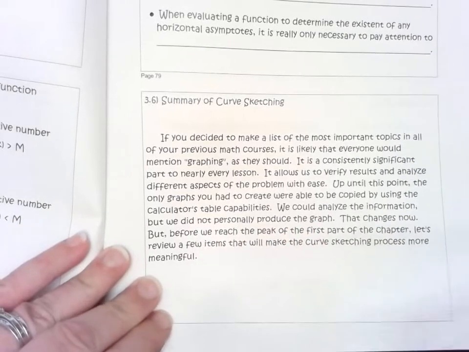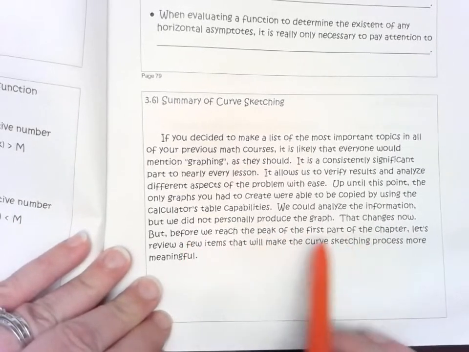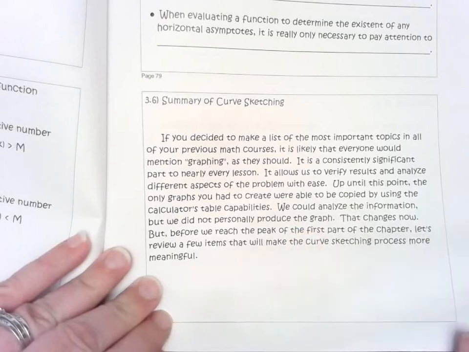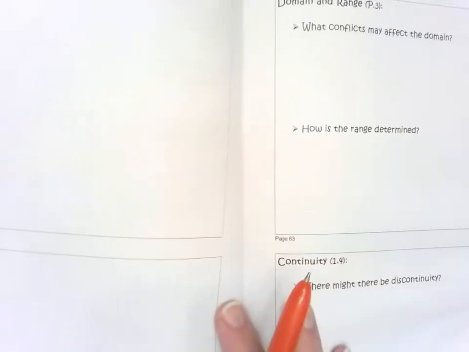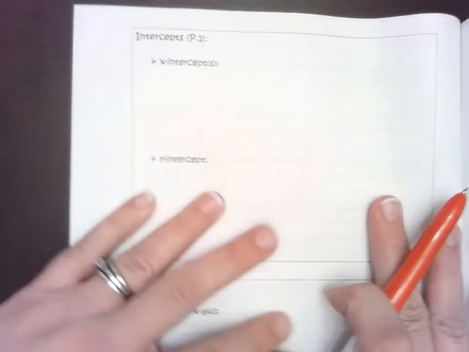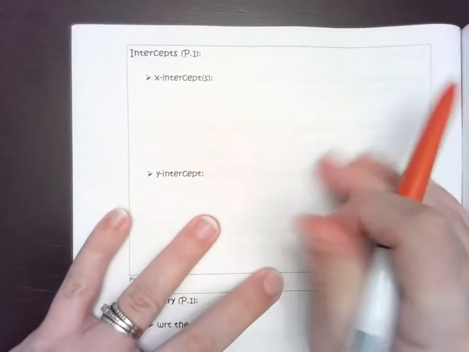That changes now. But before we reach the peak of the first part of the chapter, let's review a few items that will make the curve sketching process more meaningful. Some of these things you could find in Chapter P, the pre-calculus chapter. Again, not to be confused with pre-calculus because they're very different, but just things that happen before calculus.